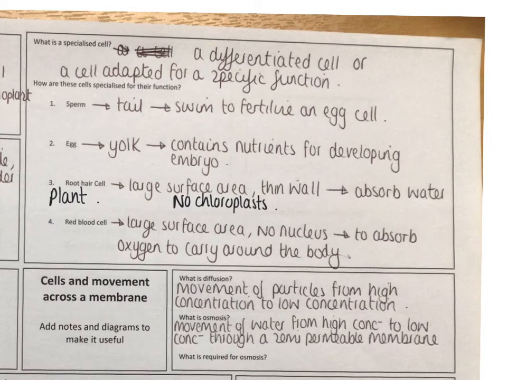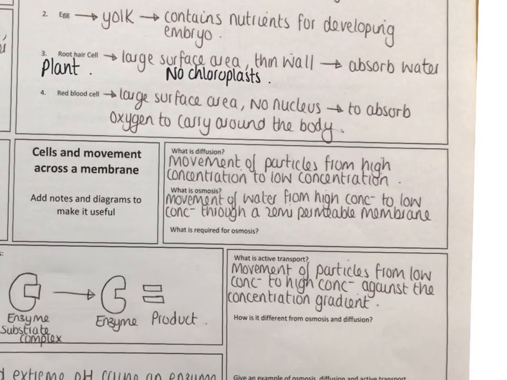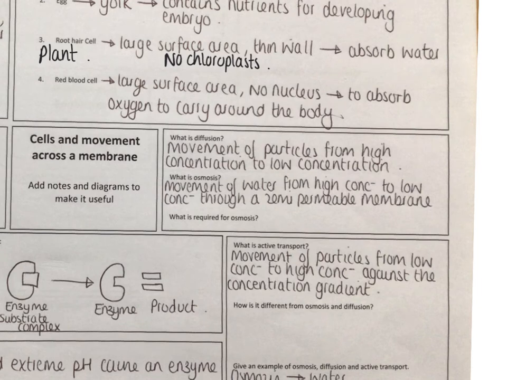Last example is a red blood cell. It's got a large surface area and it has no nucleus. And the reason then is to absorb oxygen to carry around the body. It doesn't need a nucleus, so we can carry more oxygen. What is diffusion? So diffusion is the movement of particles from high concentration to low concentration. Osmosis then is the movement of water from high concentration to low concentration.